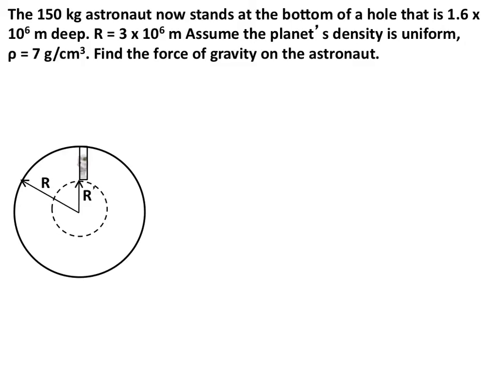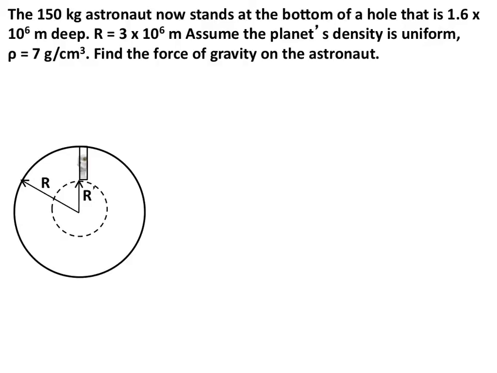It says a 150 kilogram astronaut now stands at the bottom of a hole that is 1.6 times 10 to the 6th meters deep. The radius of the planet is 3 times 10 to the 6th meters. Assume that the planet's density is uniform and our rho is equal to 7 grams per centimeter cubed. We're asked to find the force of gravity on the astronaut.